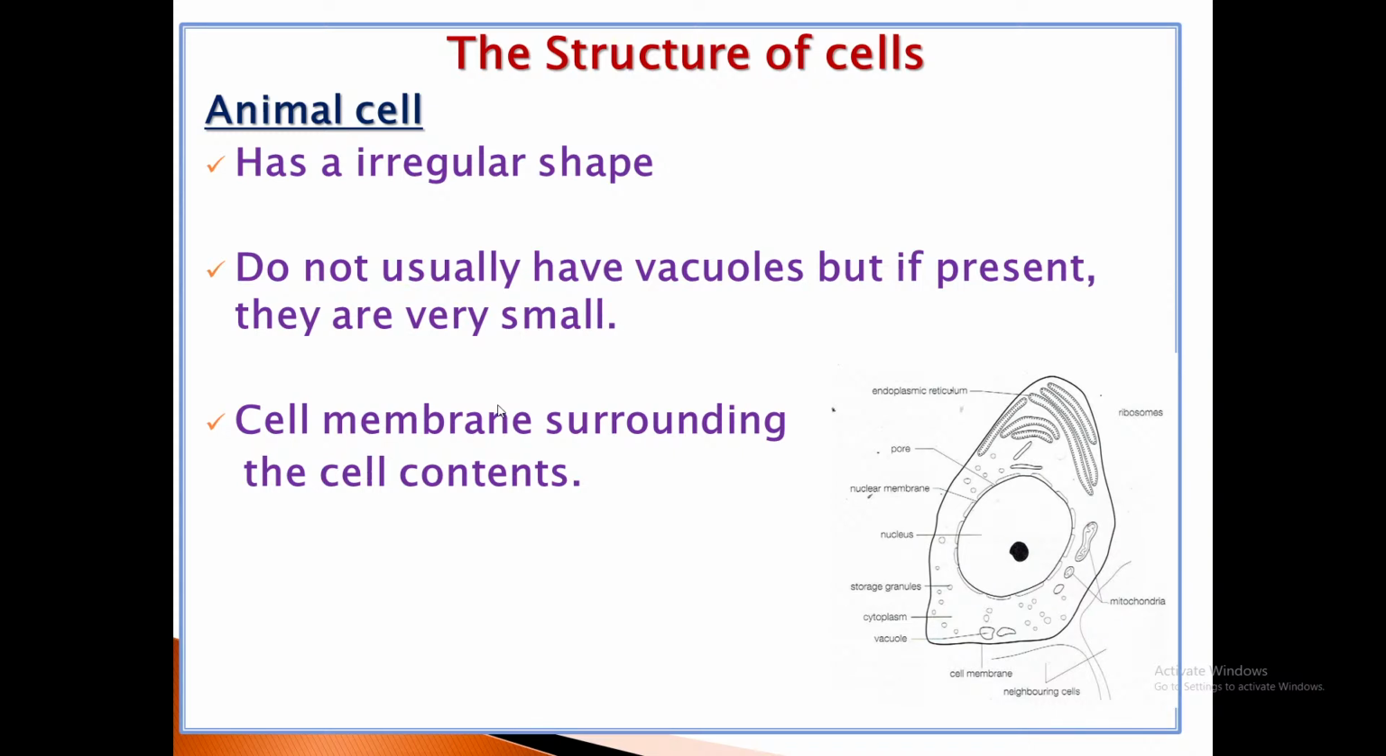We're now going to look at the shape of the animal cell. It actually has what is known as an irregular shape. So as you can see, you cannot attach a shape to it in terms of circle, box, rectangular, square. So this shape is known as irregular.